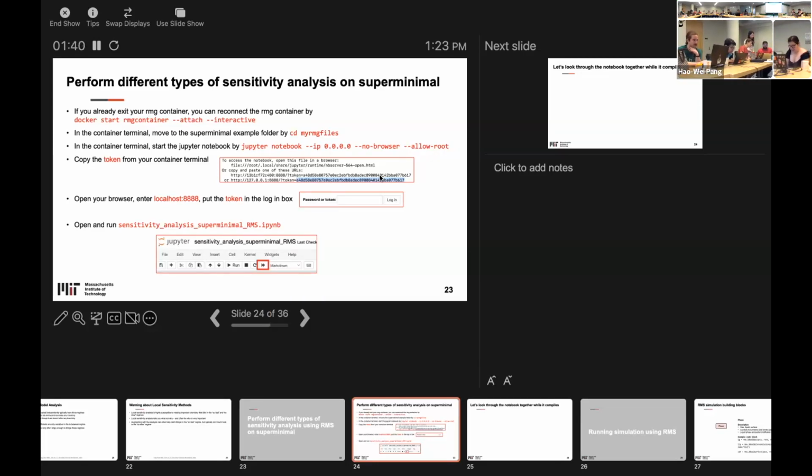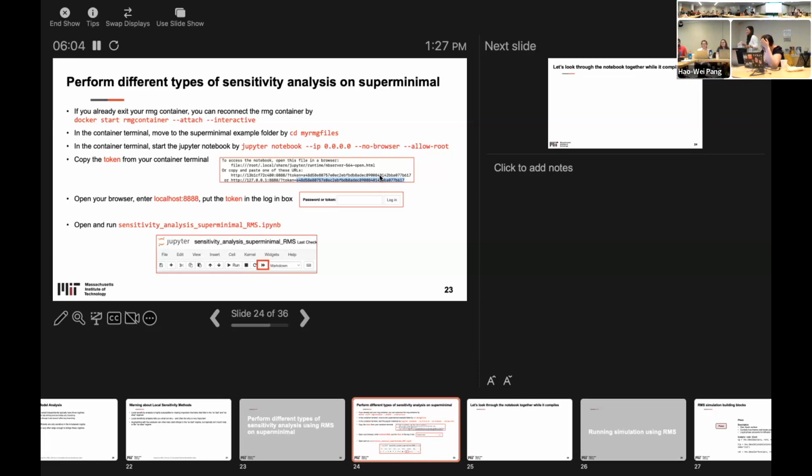You can just run a whole notebook for now, because the whole notebook takes like 5 minutes to run. Which one are we running? The sensitivity analysis one? This one? Yes, sensitivity analysis, super minimal. RMS, sorry.